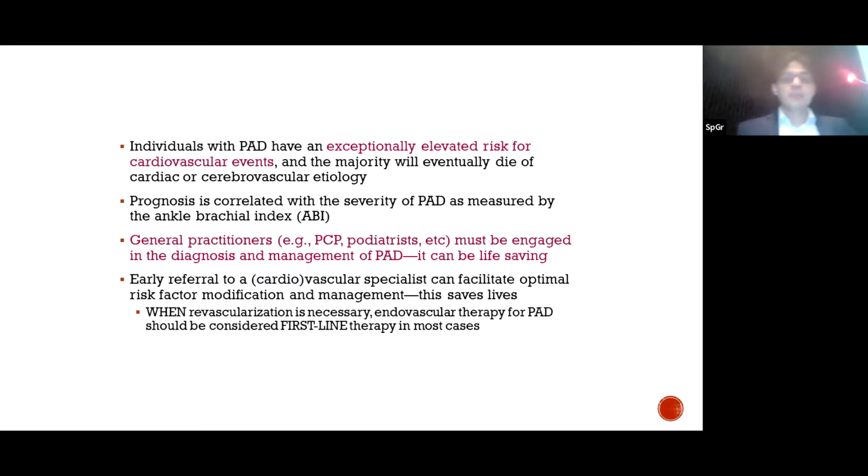Individuals with PAD have an exceptionally elevated risk of cardiovascular events. General practitioners, PCPs, podiatrists, and diabetologists must all be engaged in the diagnosis and management of PAD. It can be life-saving. It's not just about the leg, it's about the heart. Always remember it's about the heart. They need to be on antiplatelet therapy, on a statin, on good blood pressure therapy, and they need a complete overhaul of their lifestyle.